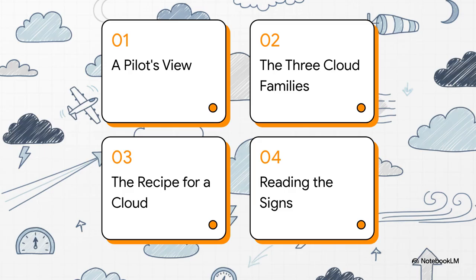Okay, let's get into it. Here's our flight plan for today. First, we'll look at the sky from a pilot's perspective. Then, we'll get into the three main cloud families. After that, we'll uncover the surprisingly simple recipe for how all clouds form, and finally, the most important part, we'll learn how to read the signs.